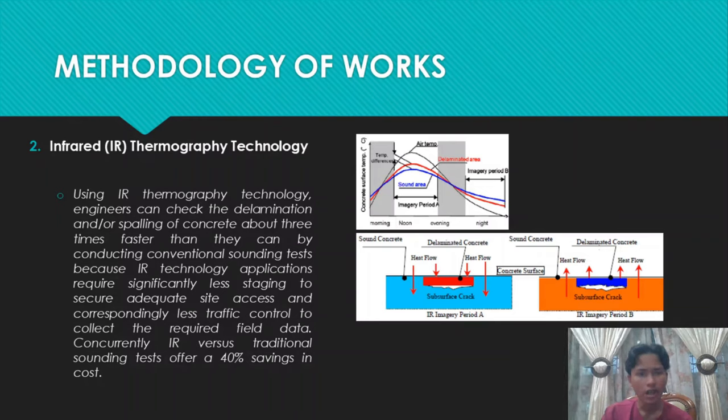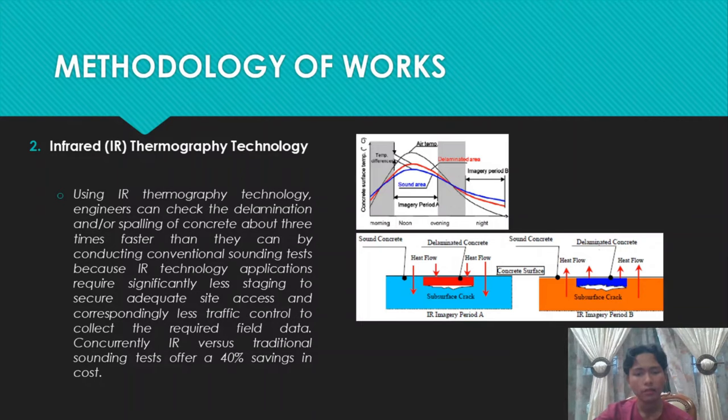By using IR thermography technology, engineers can check the delamination and spalling of concrete about 3 times faster than they can by conducting conventional sounding tests, because IR technology applications require significantly less staging to secure adequate site access and correspondingly less traffic control to collect the required field data. Currently, infrared versus traditional sounding tests offer a 40% savings in costs.